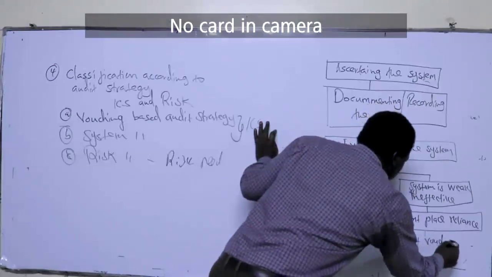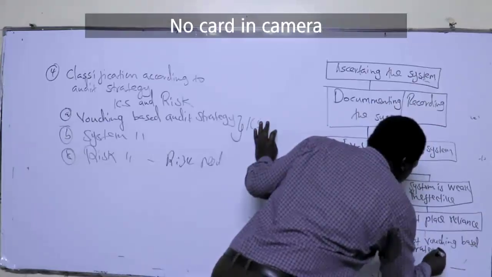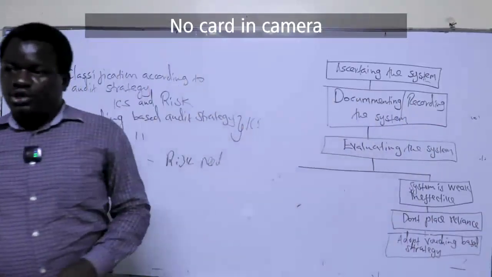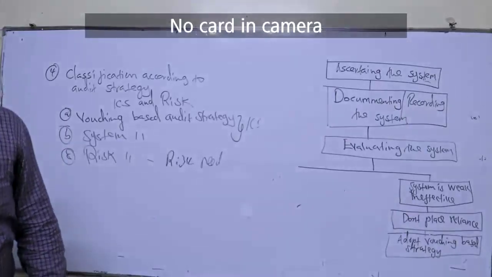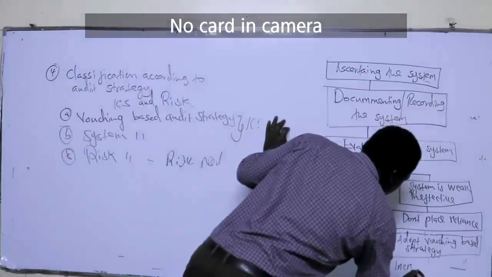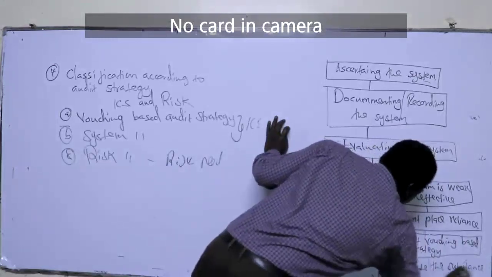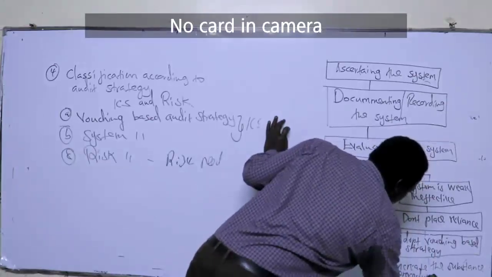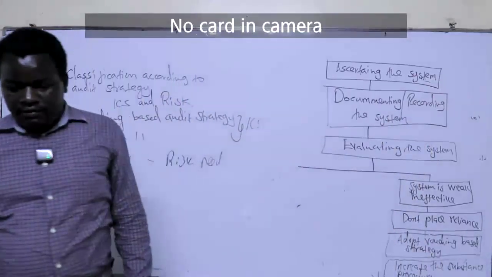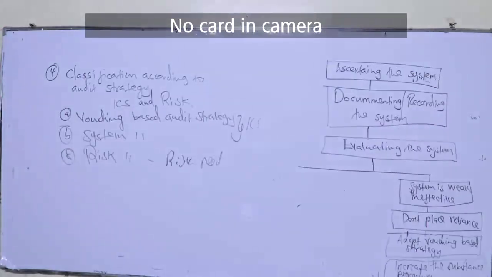a vouching based strategy. You adopt the vouching based strategy. Then you have to increase the substantive procedures. Increase the substantive procedures.